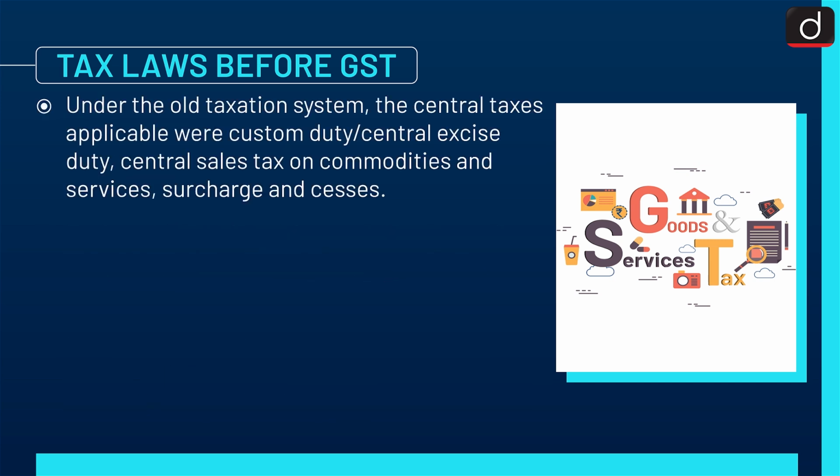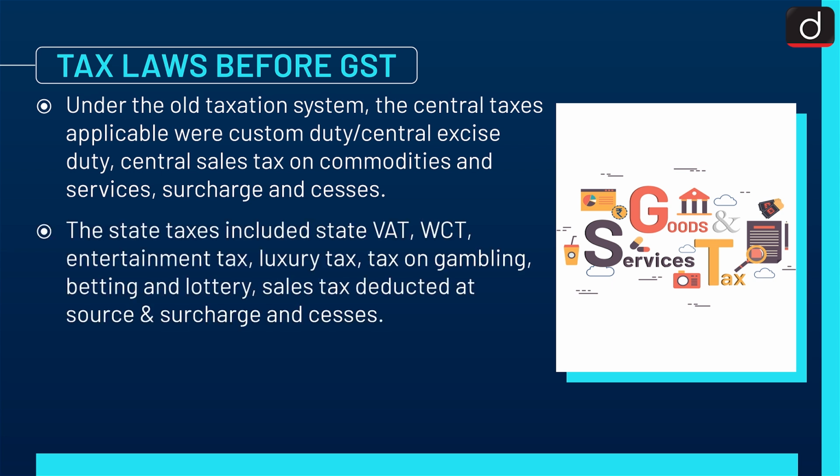Under the old taxation system, the central taxes applicable were custom duty or central excise duty, central sales tax on commodities and services, surcharge and cesses. The state taxes included state VAT, WCT, entertainment tax, luxury tax, tax on gambling, betting and lottery, sales tax deducted at source, and surcharge and cesses.